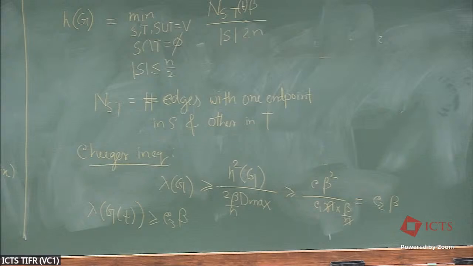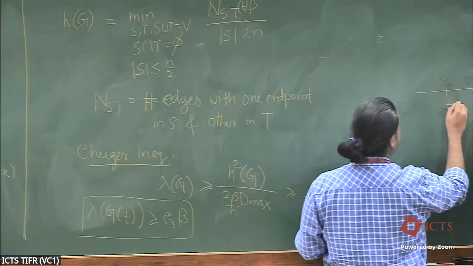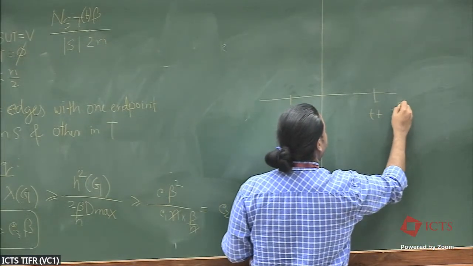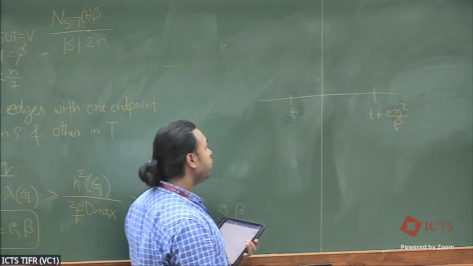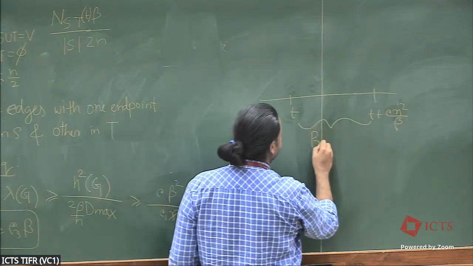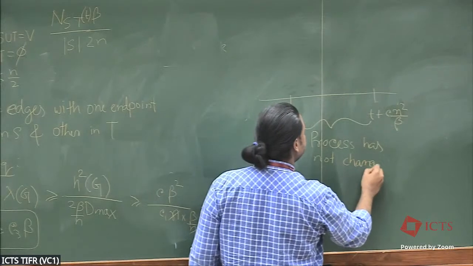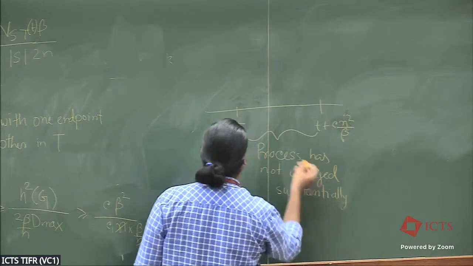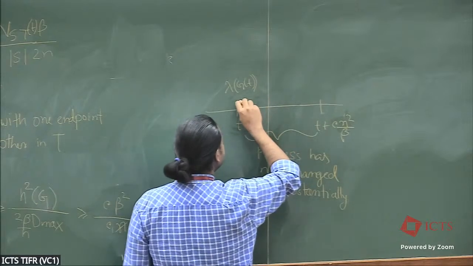And the next idea is, if you get this type of estimate at time t, so let's say you are here at time t, then we run the process for time t plus Cn square by beta many steps, and our goal is to show that in this time the process has not changed substantially.